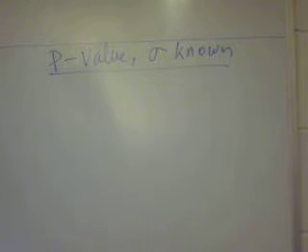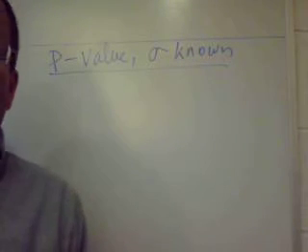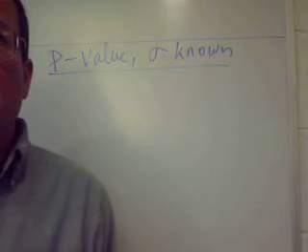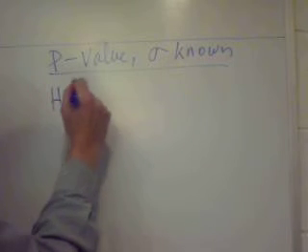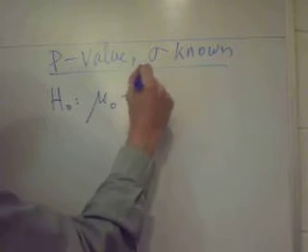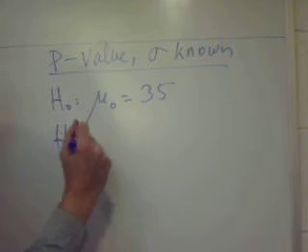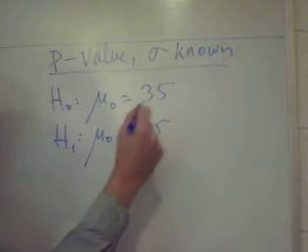This is the study of starting salaries at a university. In 2005, the average was found to be 35,000, and we want to know whether that value has changed since 2005. So H naught, the null hypothesis, is mu naught equals 35. H1, the alternative, is mu naught is not equal to 35.